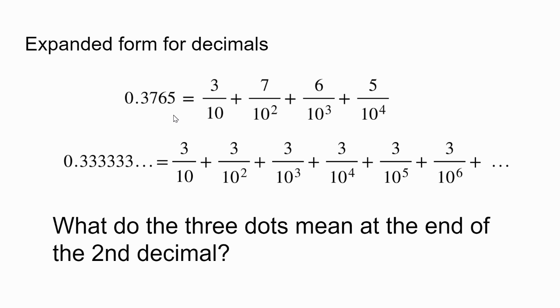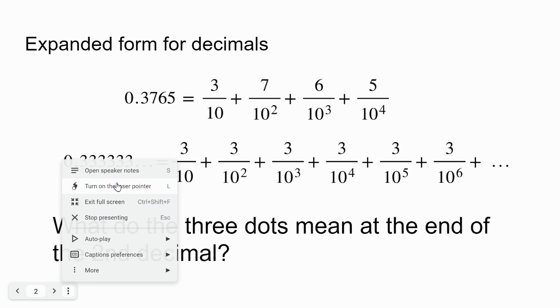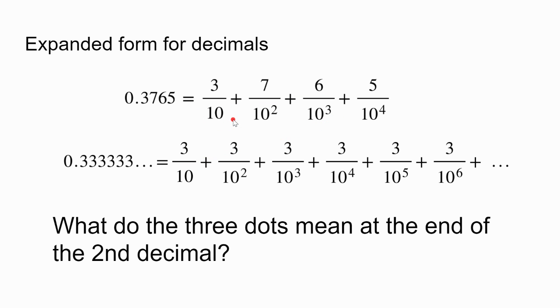But this is called a terminating decimal because it ends, right? It goes 3.765 and that's it. It's done, over, finished. We also have repeating decimals, 0.333333, and it goes on forever with threes. That's a repeating decimal. And we can write it in expanded form.